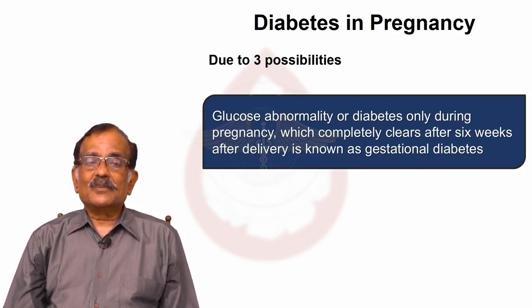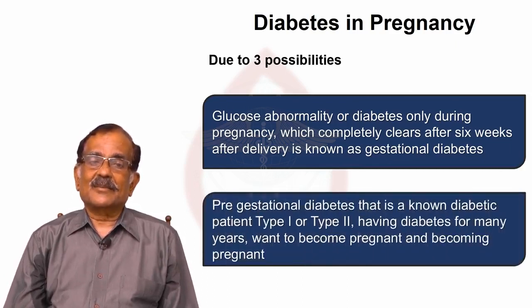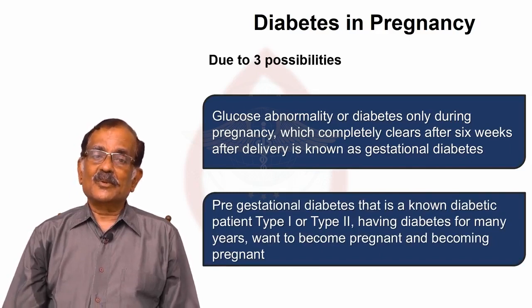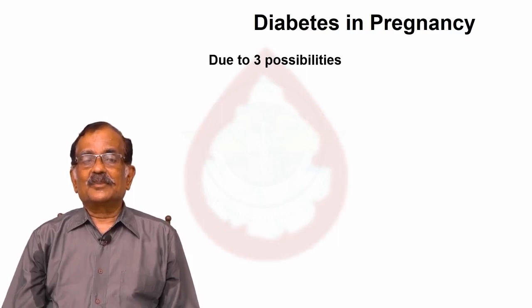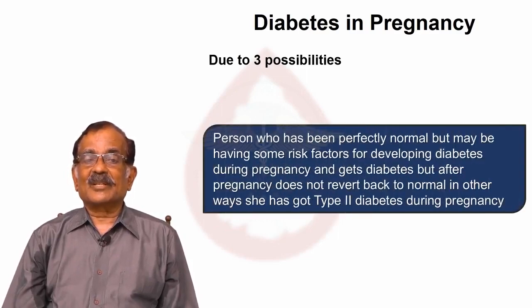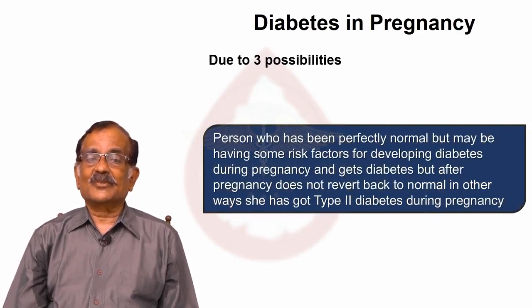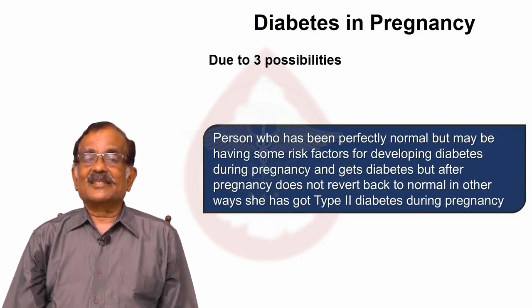The other group is pre-gestational diabetes, that is a patient with type 1 or type 2 diabetes, having diabetes for many years, who wants to become pregnant and becomes pregnant. That is the second group. And the third group is a person who has been perfectly normal but may be having some risk factors for developing diabetes. During pregnancy she gets diabetes, but after pregnancy it does not revert back to normal. In other words, she has got type 2 diabetes during pregnancy. So these are the three groups of people.